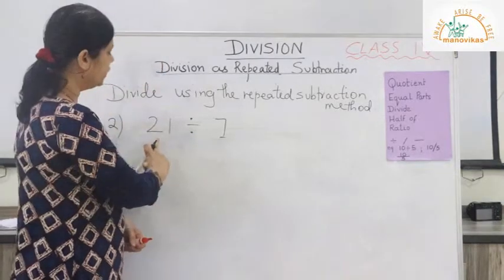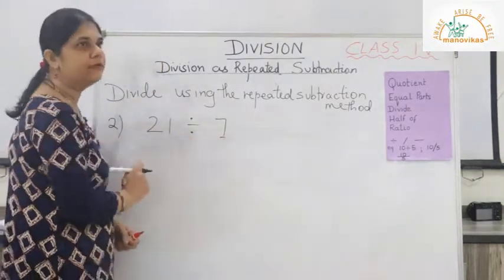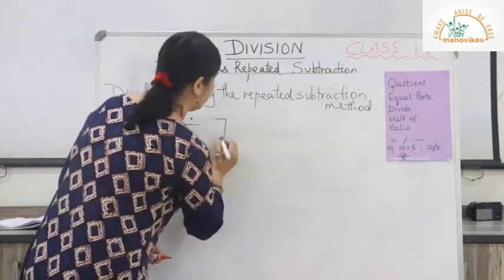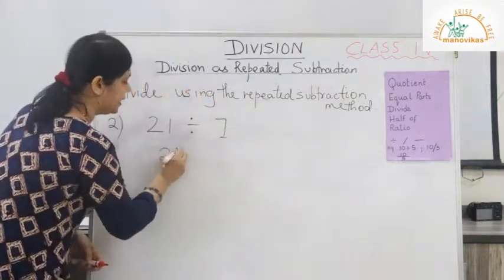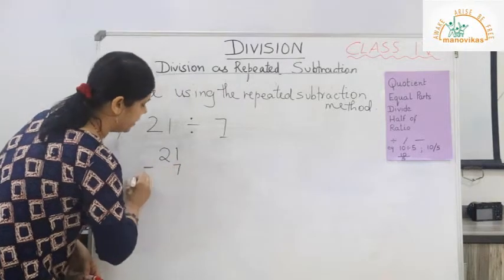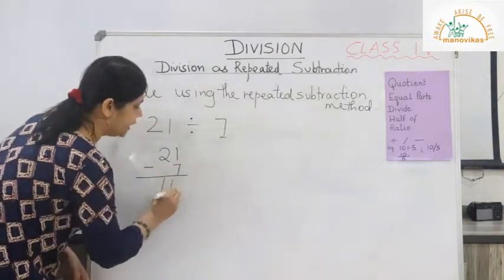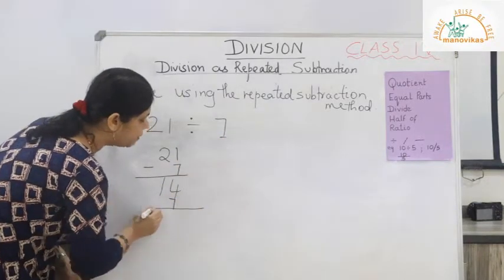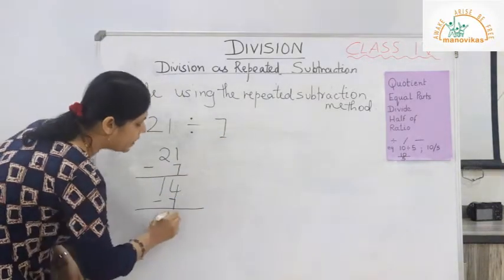Here you are told to divide 21 by 7. So which number are you going to subtract from 21? 7, right? So let's do it. 21 minus 7. How much it is? 14. Next time again you will subtract 7. 14 minus 7 is how much?